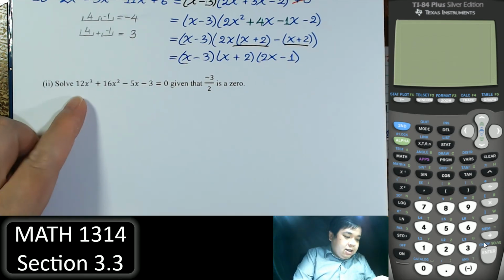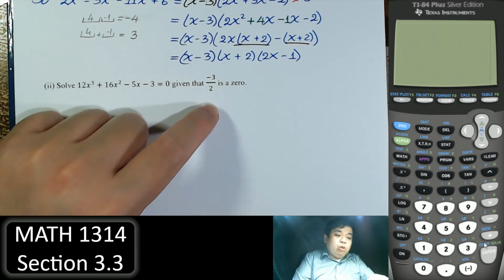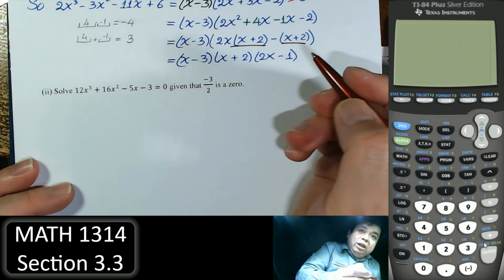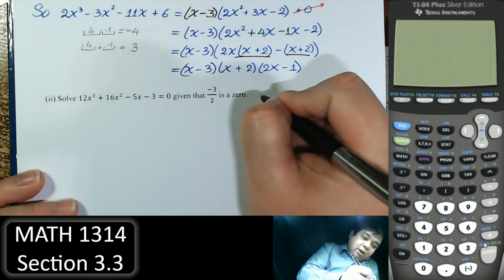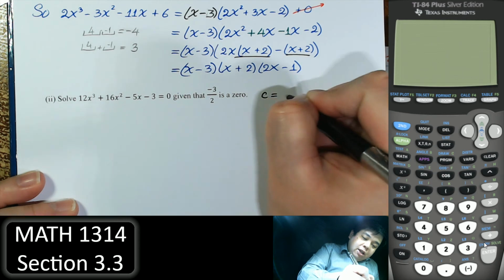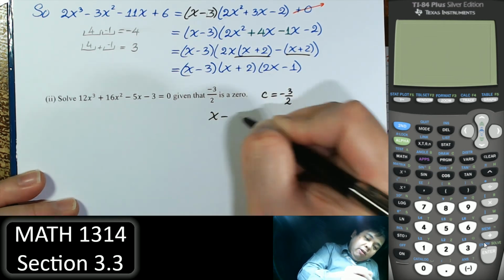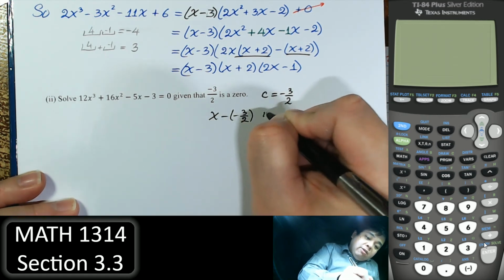Right, next, solve this polynomial equation given that negative 3 over 2 is a 0. Well, now if negative 3 over 2 is a 0, that means c is equal to negative 3 halves, or x minus negative 3 halves is a factor.